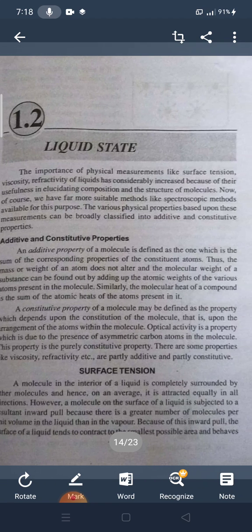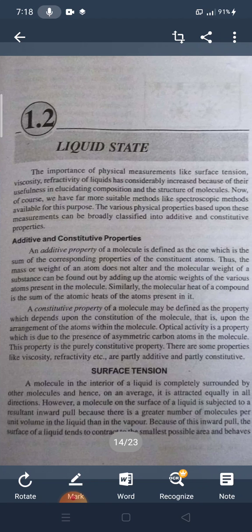Now today we are going to discuss a new topic, a new lesson of unit 1 of paper 2, that is the liquid state. Important physical measurements like surface tension, viscosity and refractivity of liquids have considerably increased because of their usefulness in elucidating the composition and structure of molecules. Now, of course, we have far more suitable methods, like the spectroscopic methods, available for this purpose.